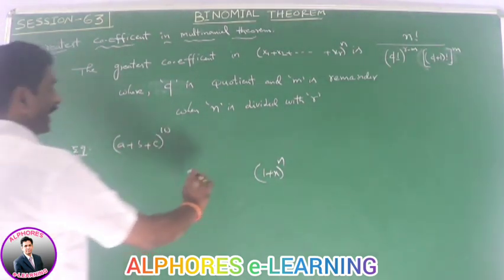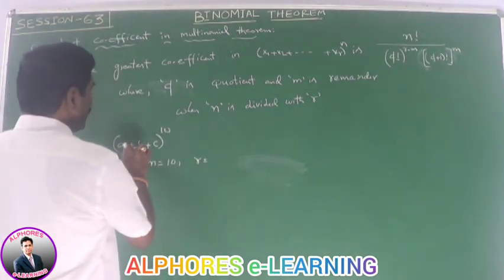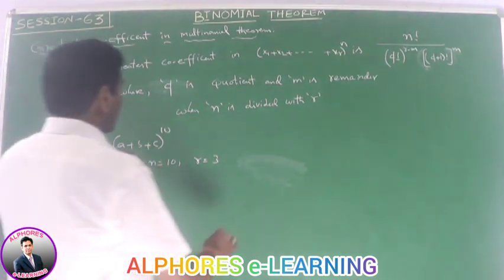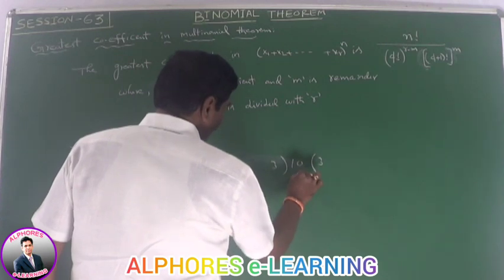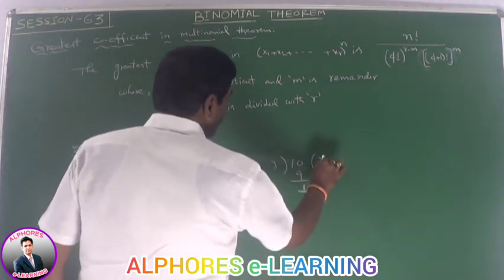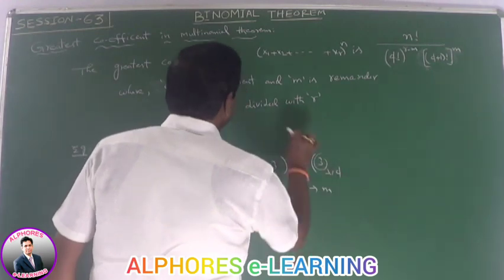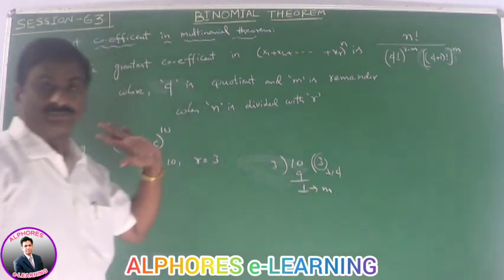Here what is the value of n? n is equal to 10 and r is equal to, what is the value? r is equal to 3. Okay. Now we divide this 10 with 3. How many times does it go? 3 times. 3 threes are 9, remainder is 1. What is the quotient? The quotient is equal to 3. The remainder is denoted by m. m is equal to 1.